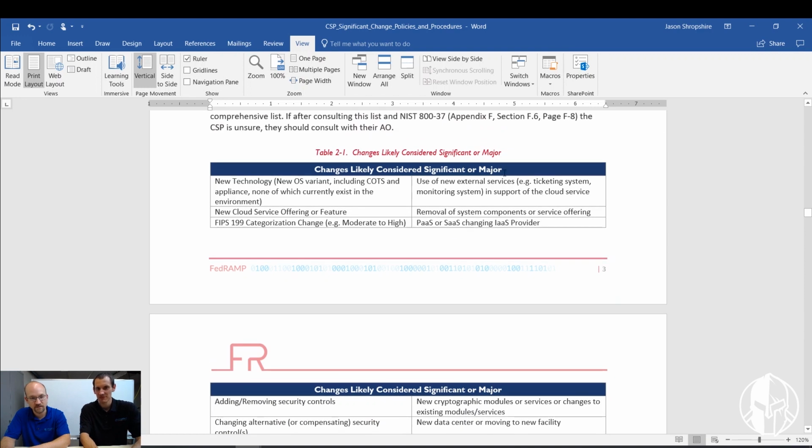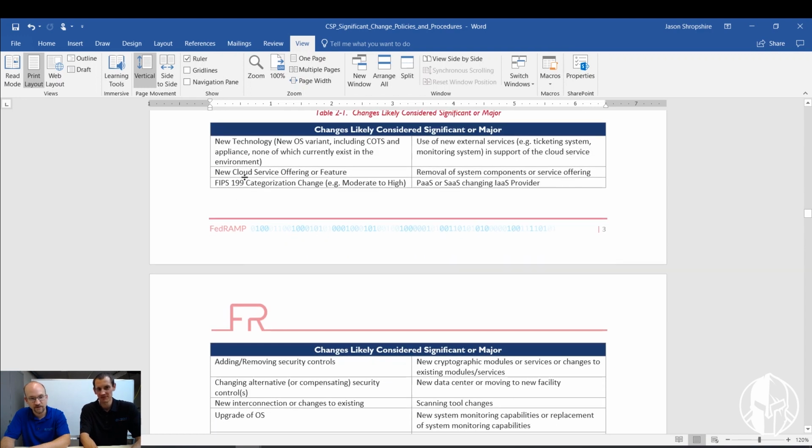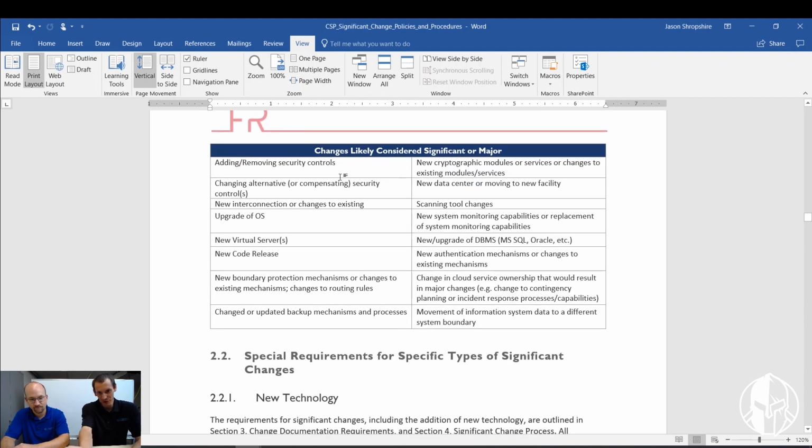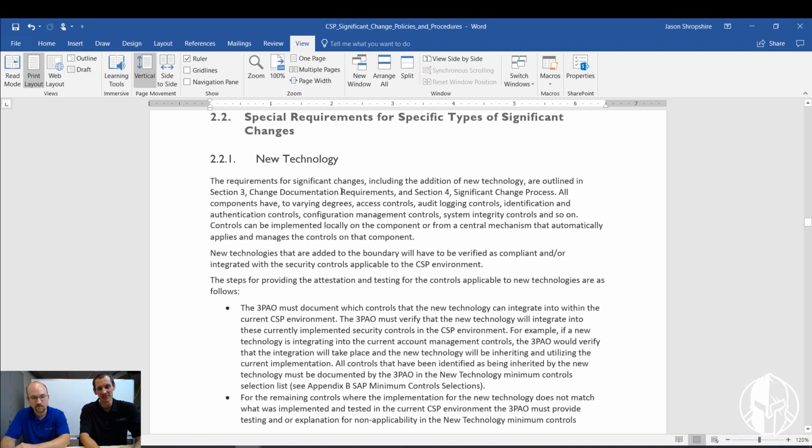Changes likely considered significant or major. So a new cloud service offering or feature, a new technology like a new OS variant, something that's totally net new technology change, something like that. Exactly. A FIPS categorization change. Security tool changes. I mean, yeah, it's definitely things that are significant. And they do enumerate special requirements for specific types of significant changes.